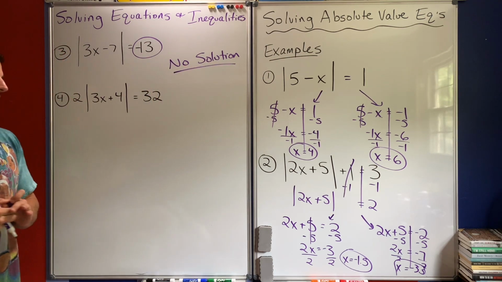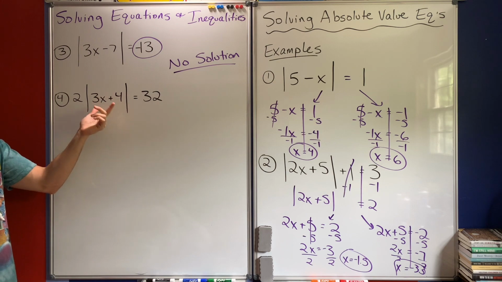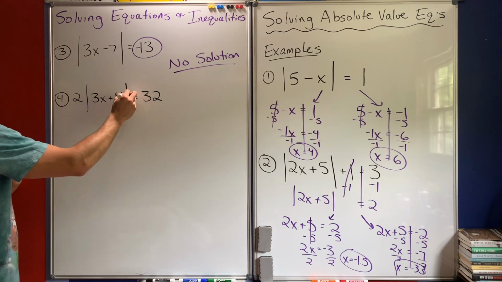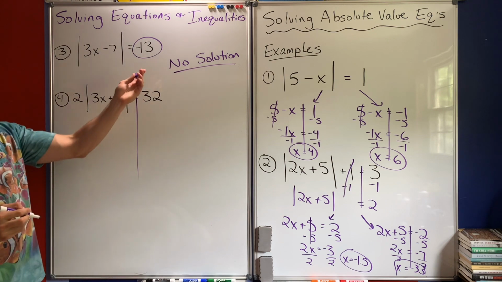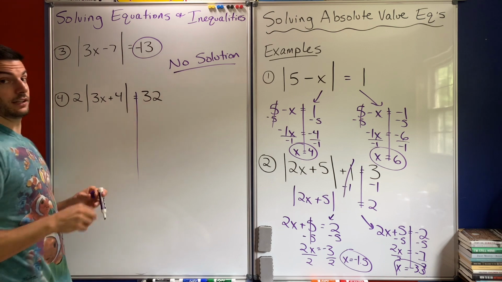Can't have negatives, okay? Now number 4, it says 2 times the absolute value of 3x plus 4 equals 32. So again, I do my check, okay? Now that you know that, the first thing you should look for is, do I have an absolute value equaling a negative?